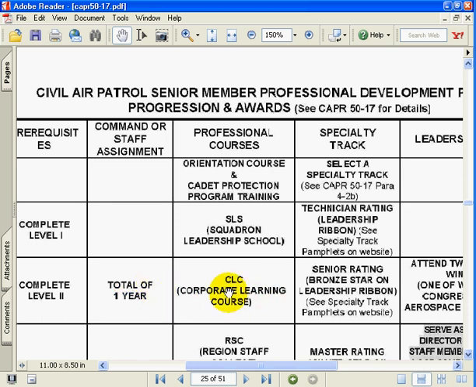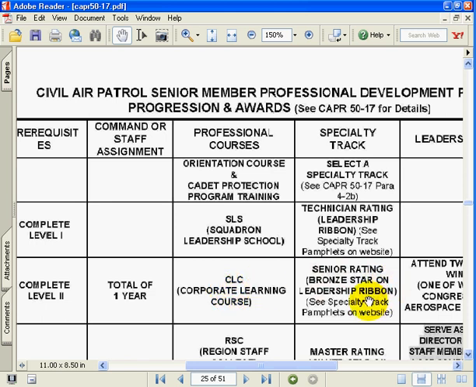So it's important to have this documented in your records of when you started. Next is a corporate learning course. Once again, corporate, they're talking about working at a group or a wing level. Really the focus is on wing, and basically learning more about the Civil Air Patrol program, the different functional areas, learning how to work as a team, learning how to problem solve. A tremendously good course. I'd strongly recommend it as soon as possible.